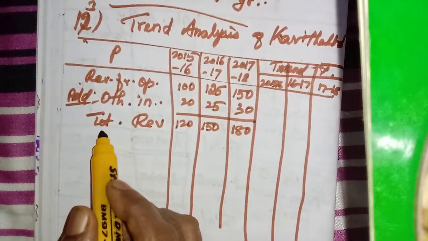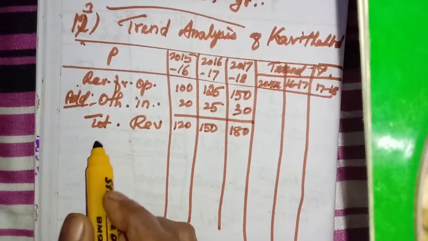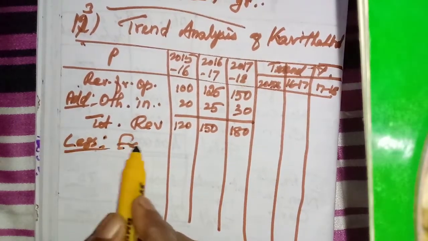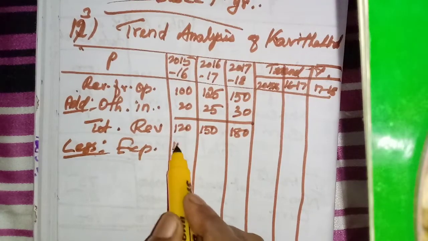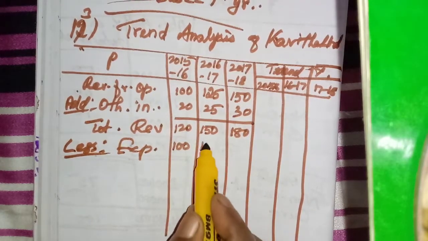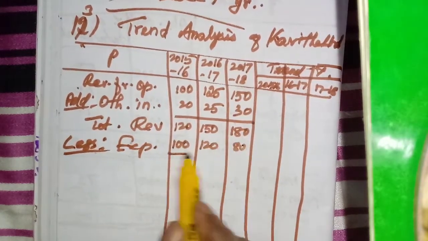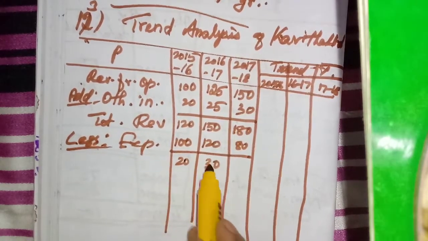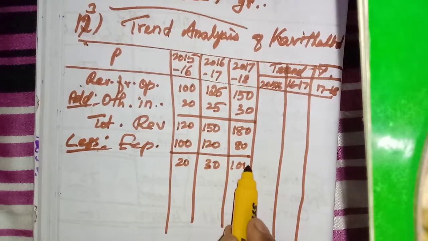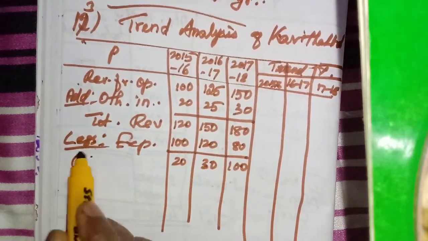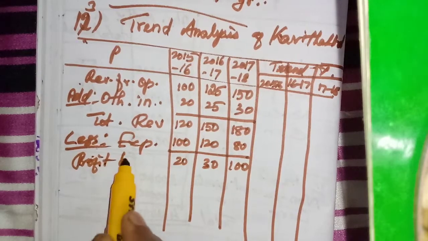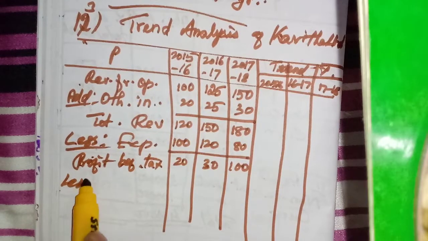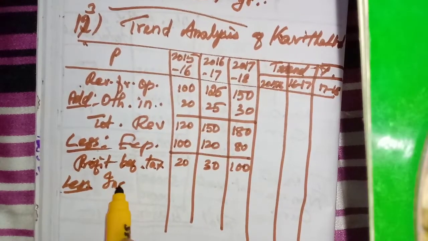Then next item, other income we have added. Now we less expense, isn't it? Less expense: 100, 120, 80. We subtract: 20, 30, 100. What is this? Profit before tax. Then less income tax.